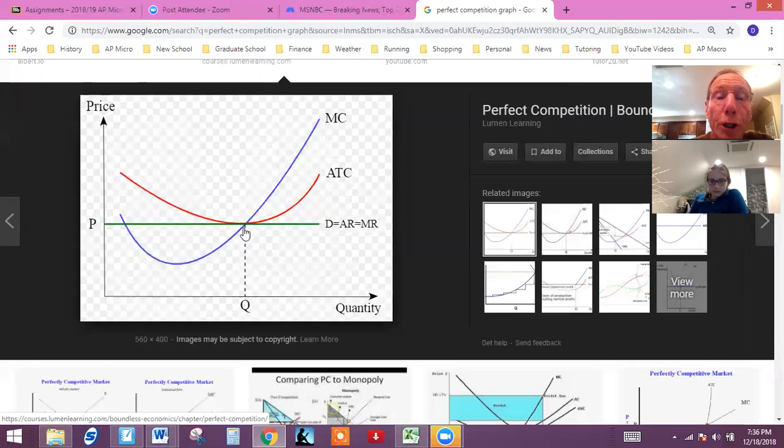Anyway, you're going to produce where your marginal cost is equal to the price, which is also equal to marginal revenue. That's where you're going to produce that quantity right there in order to maximize your profit. And we'll talk a lot more about that in chapter 10. But that's true because your average total cost is the lowest right there. And we'll talk a lot more about why that is.